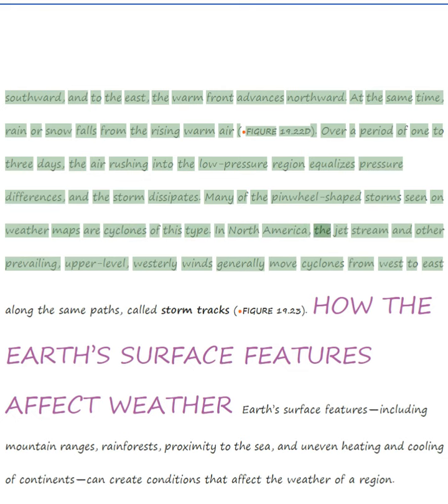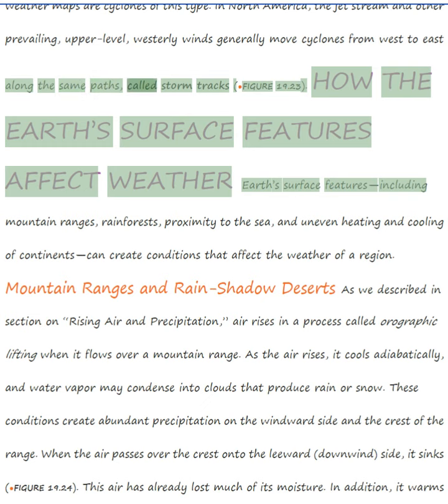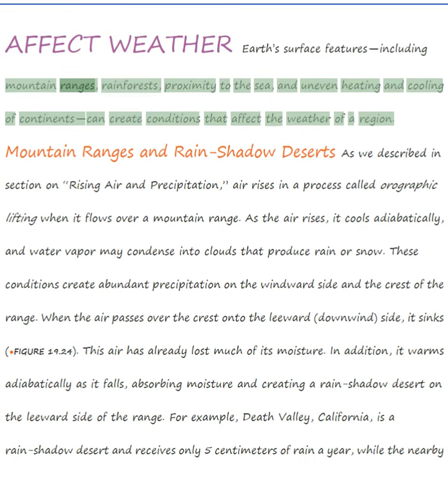In North America, the jet stream and other prevailing, upper-level, westerly winds generally move cyclones from west to east along the same paths, called storm tracks. How the Earth's surface features affect weather. Earth's surface features, including mountain ranges, rainforests, proximity to the sea, and uneven heating and cooling of continents, can create conditions that affect the weather of a region.